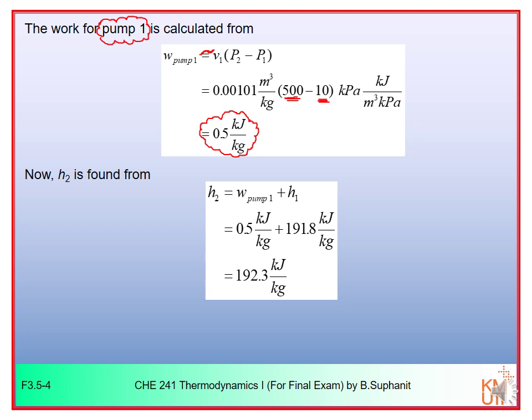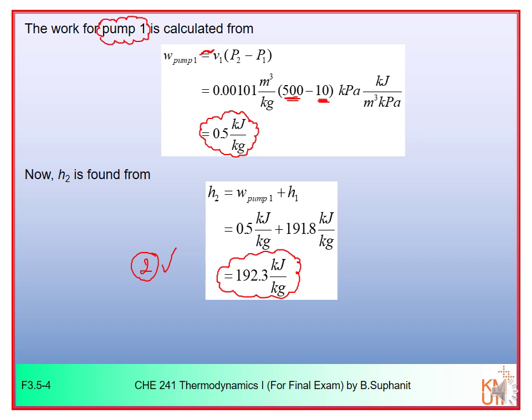We can then calculate enthalpy at point number 2 by doing the energy balance around the first pump. So H2 will be equal to W pump 1 plus H1. So that would be 192.3 kilojoule per kilogram. So point number 2 is now fully defined because you know the enthalpy value. Okay, now moving to point number 3.